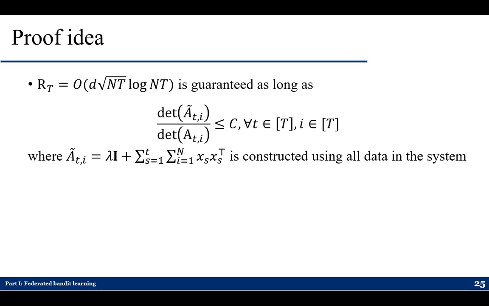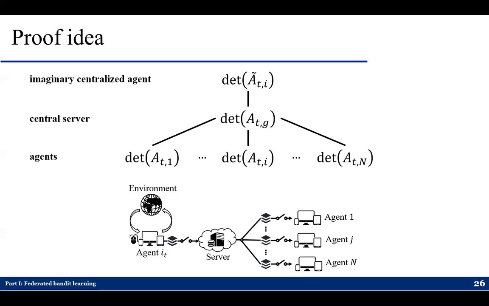So the proof idea is basically what we mentioned just now. To prove this, we can attain optimal regret as long as we guarantee the confidence ellipsoid volume of one agent is always not that different from the confidence ellipsoid volume of an imaginary centralized agent. Basically, we consider there's some imaginary agent who really has all the data in the system. So maybe since you don't have much time, you can skip the proof code. Yes, we're short on time.